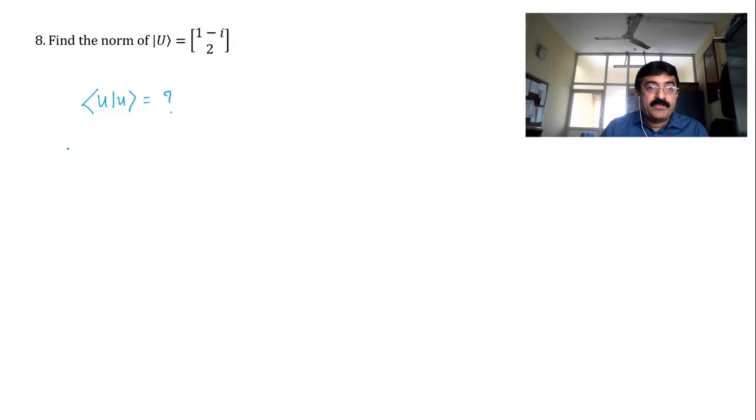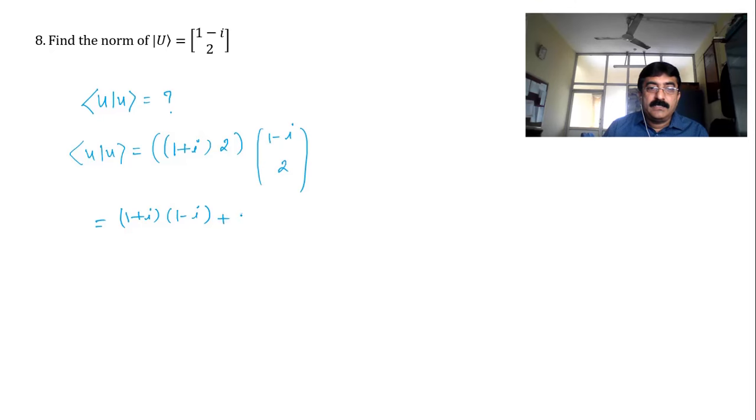Well, let us do that. Inner product of bra u and ket u is equal to, first element is 1 plus i, into 2. Okay, so this is a vector, into 1 minus i and 2. So that is equal to (1 plus i) into (1 minus i) plus 2 into 2. So this is equal to 1 square minus i square, that is (a minus b) into (a plus b), that is the a square minus b square formula, plus 2 into 2, 4. That is 1 plus 1 plus 4, that is equal to 6.